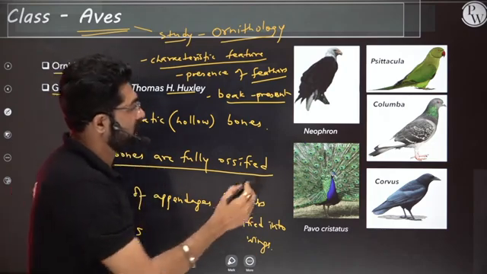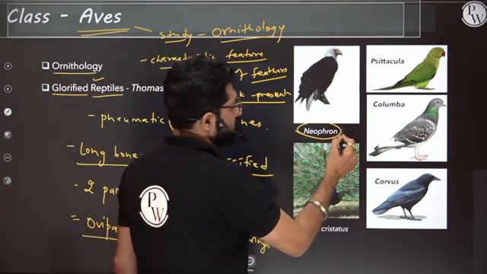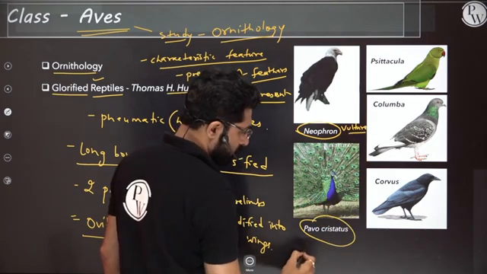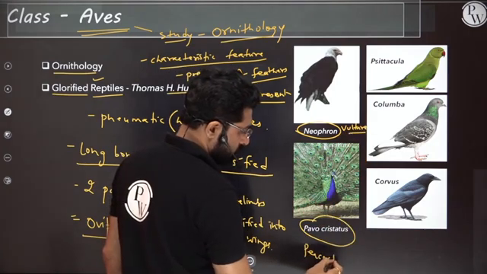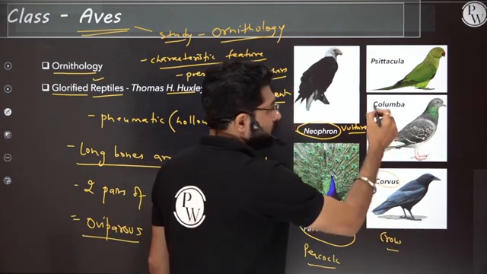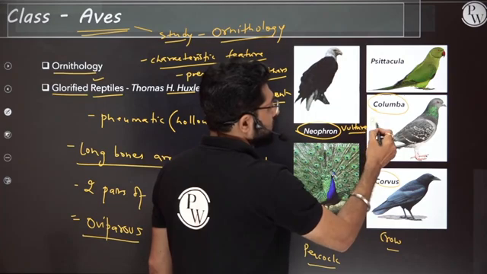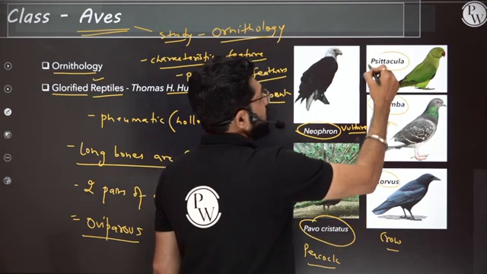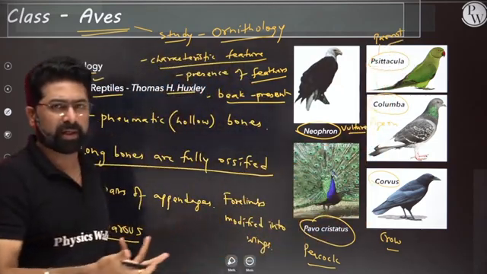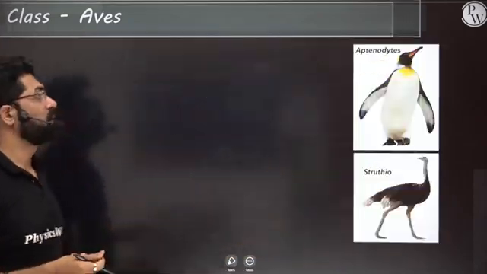Is it okay? Let's see Neophron. Neophron is the vulture. Pavo is the peacock. Corvus is the crow. Columba is the pigeon. Psittacula is the parrot. By seeing only you can tell, it's very easy for you.